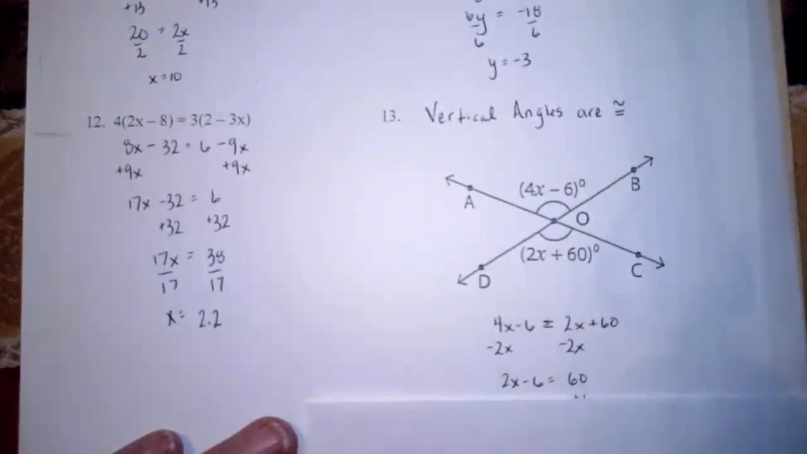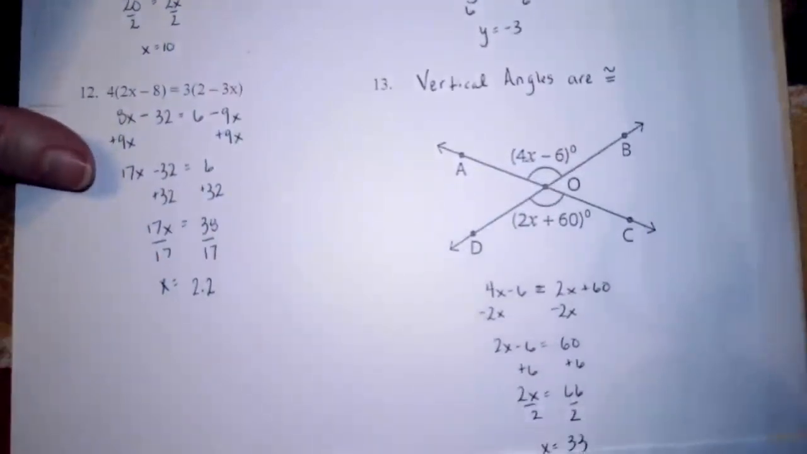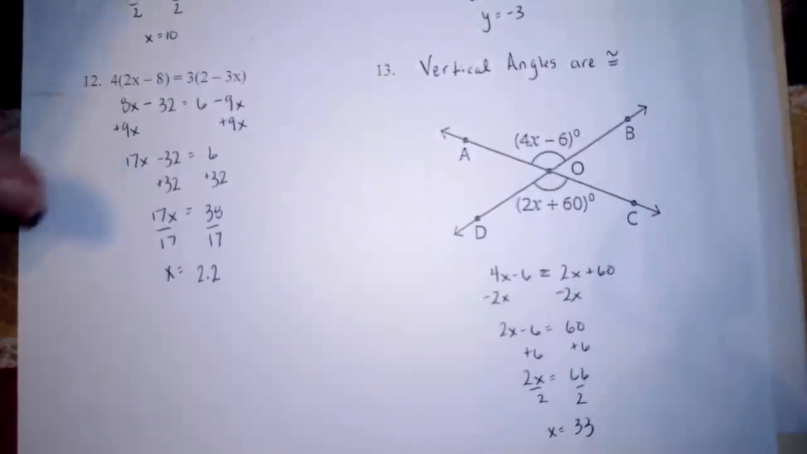All right. Now we have the x's on the left. We got to start moving the numbers away. So I went plus 6, both sides. All right. So then we have 2x equals 66. And lastly, we divide both sides by 2.